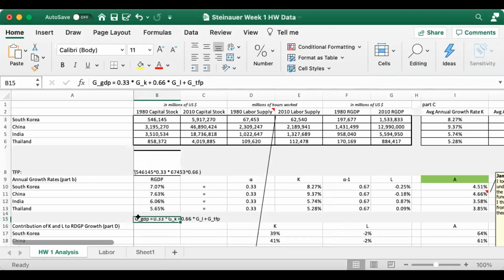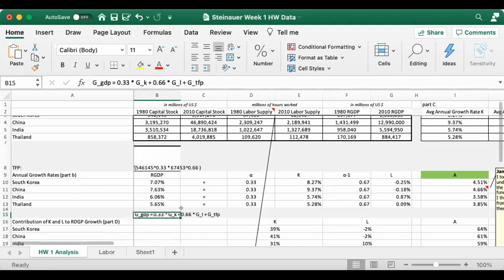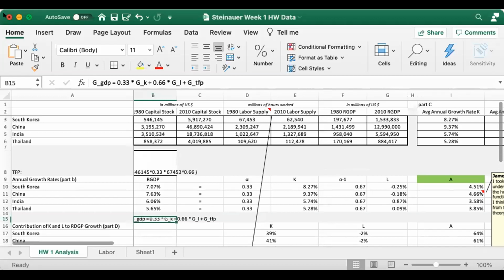Is this clear? Jim, or James? Yep, that makes sense. I just need to get the real amount of the TFP, and then the equation below just verifies it. Right. So now that you find the TFP through here, you just verify. All right. Okay. Now we go back to the other one.